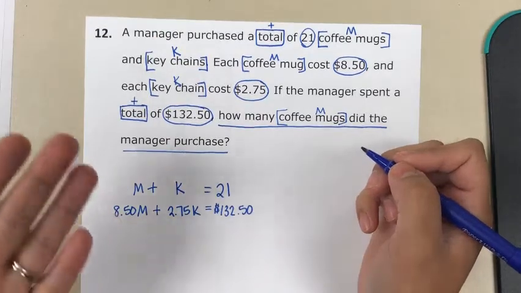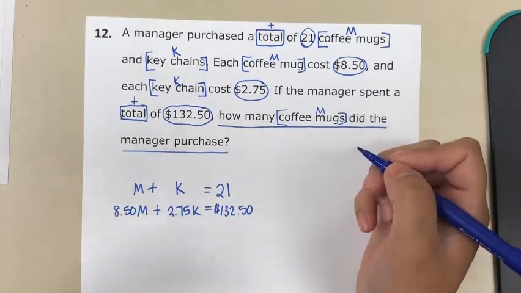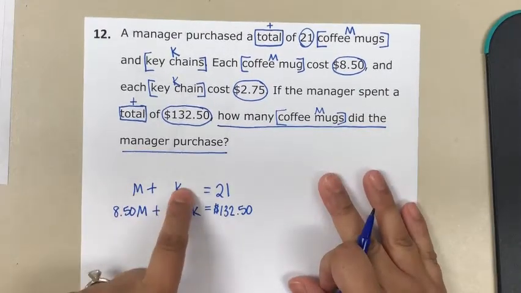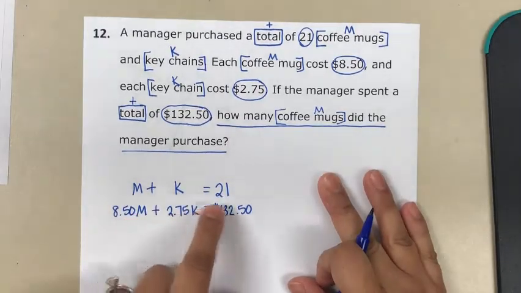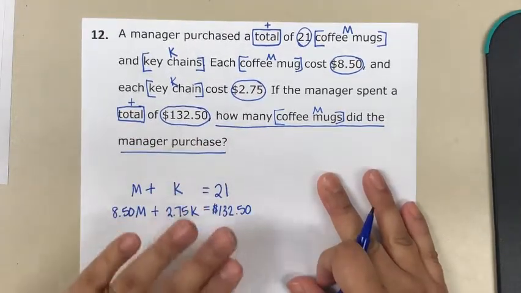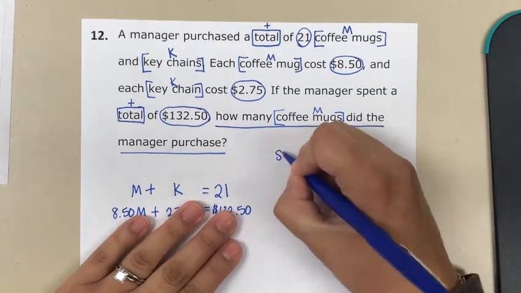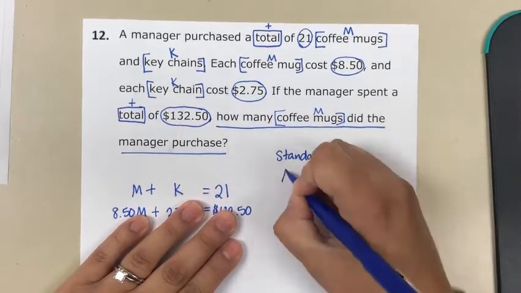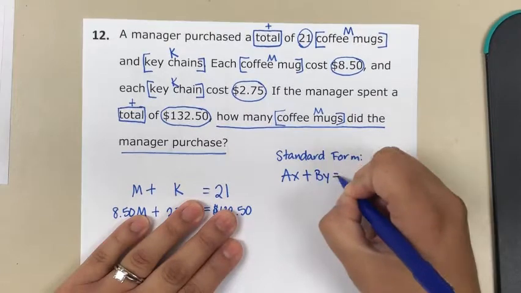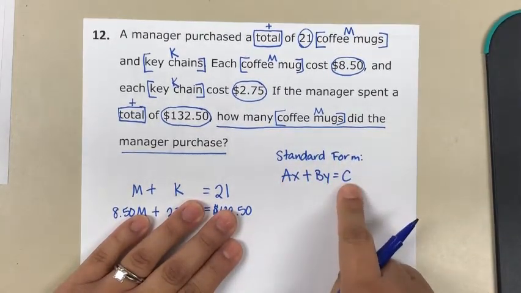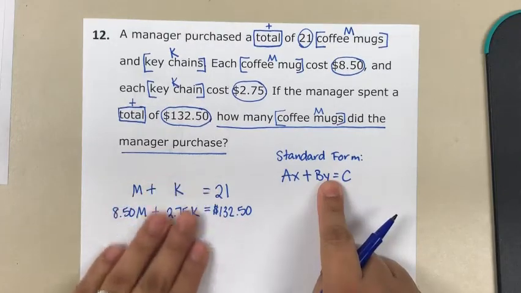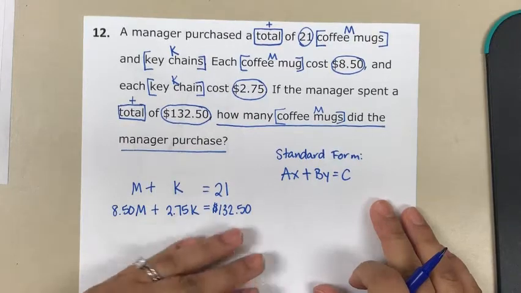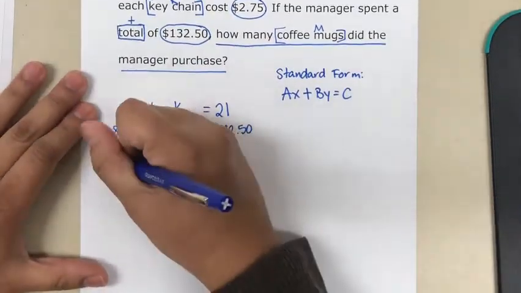Now I can actually start to solve this because the question is actually wanting me to get some kind of number. If you notice, I have variable, variable equals some whole number. Because of that, both of these are written in standard form, because remember, standard form is Ax plus By equals C. Variable equals whole number. Okay, if both of these are written in standard form, the easiest way to solve this is using a matrix. So let's go ahead and plug this into a matrix.